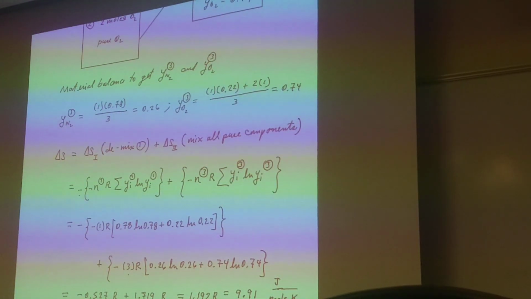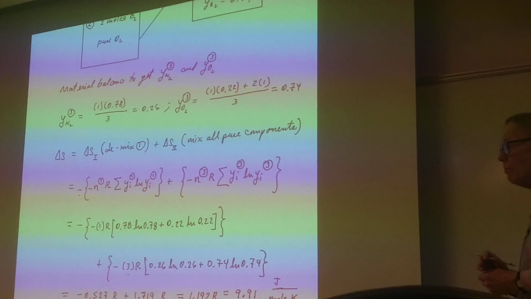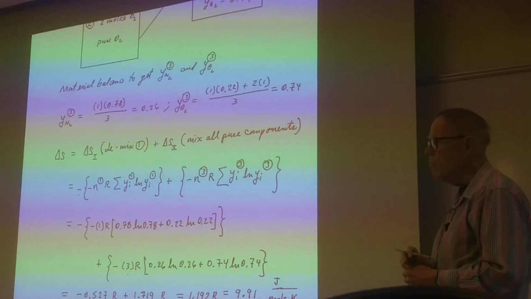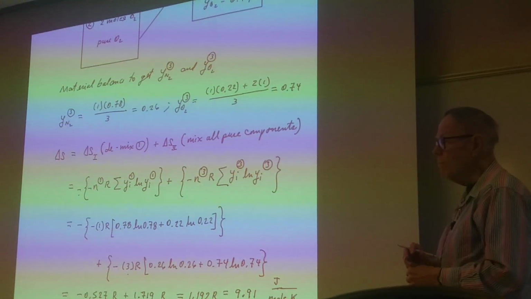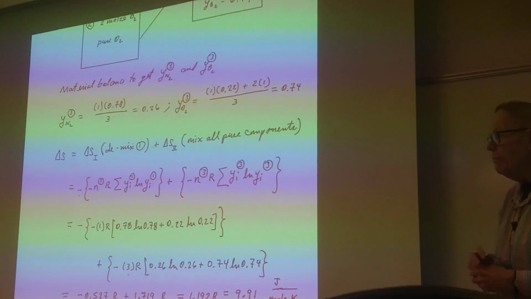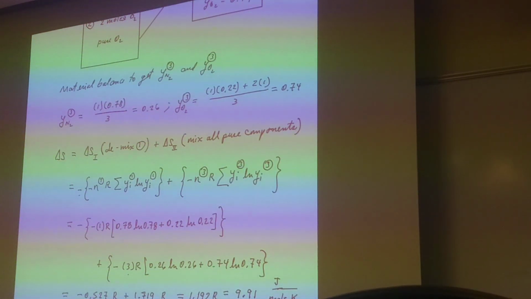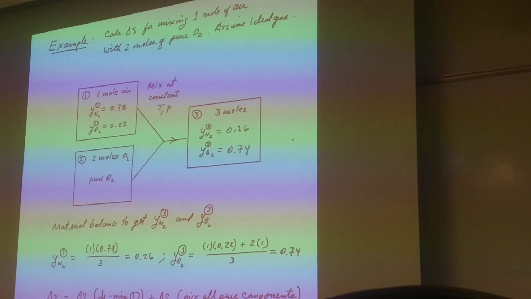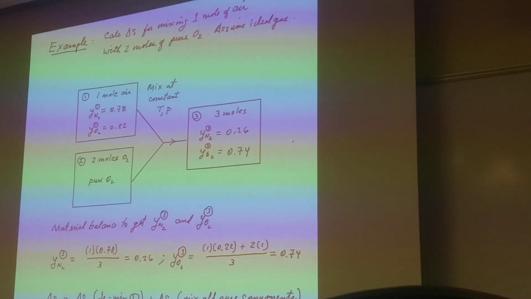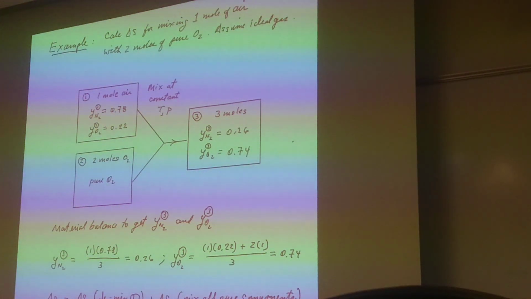Yeah? Sorry, can you clarify again why you don't need to include the component 2 in your mixing of the components? Well, I am. I'm identifying the components by what they are, nitrogen and oxygen. I haven't labeled them 1 and 2. 1 and 2 is referring to the systems that are being mixed. Okay.